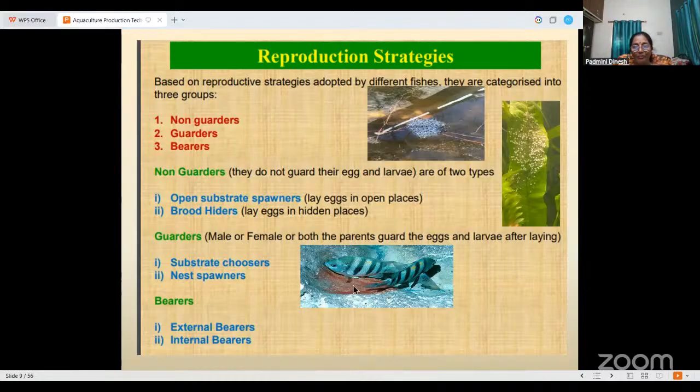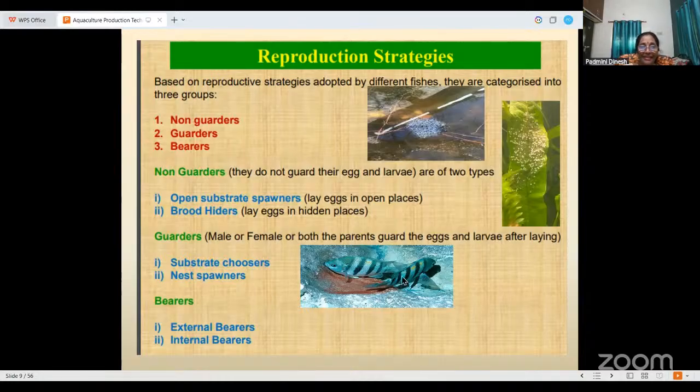And sometimes, after laying the eggs, the female moves away. It is done with its work. It has laid its eggs, so it will move away. It is the male, the smaller one, which takes care of the eggs until they hatch. So that is one beauty in fishes, where the male will take care of the young ones.